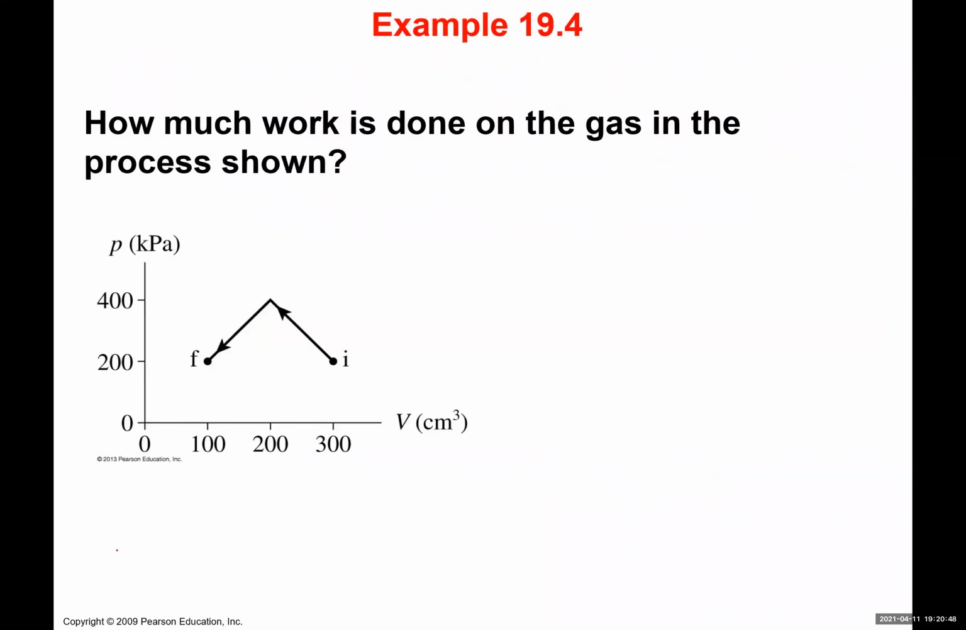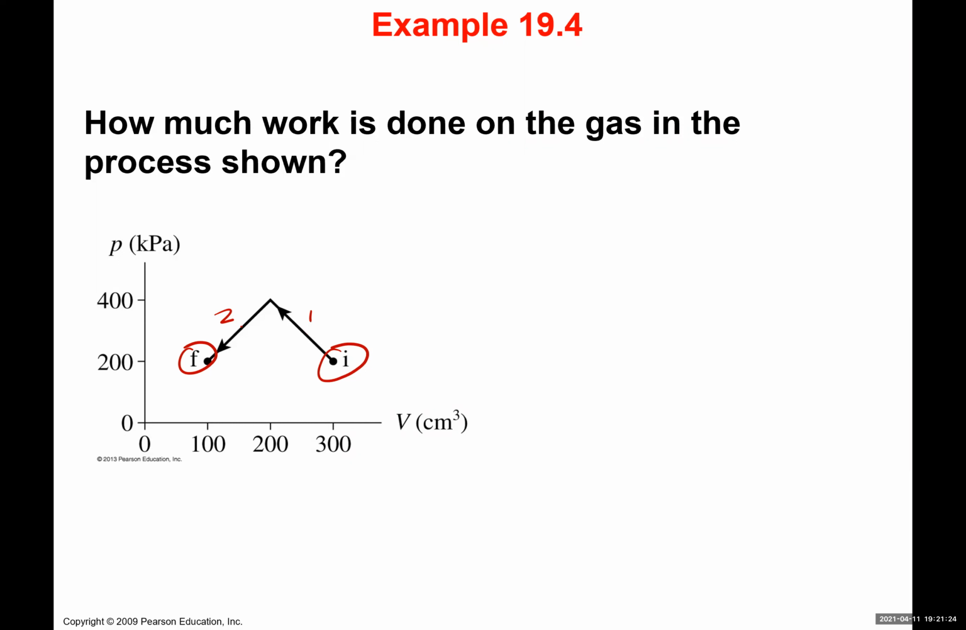So we're ready to solve some problems here. How much work is done on the gas in the process shown in this diagram? We have a PV diagram with an initial and a final state. Would you recognize what type of process this is? If I separate this into 1 and 2, can you recognize what is 1 and what is 2? Not really. It's not isovolumetric, not isobaric, not isothermal, and not adiabatic.